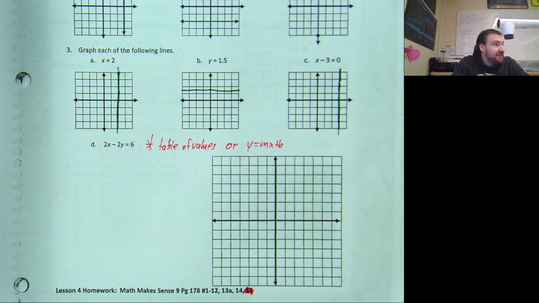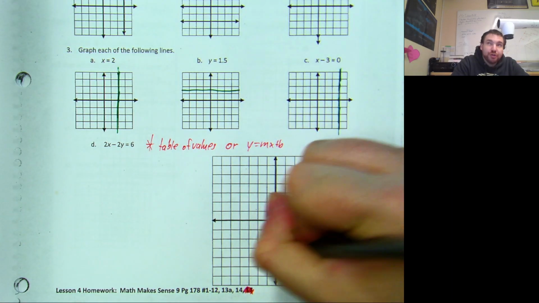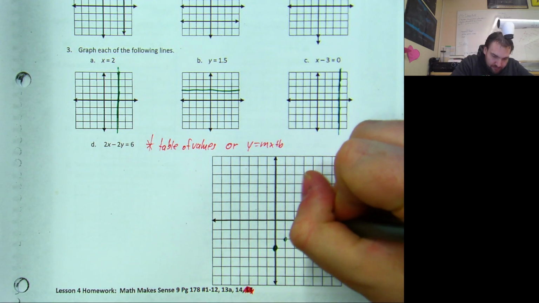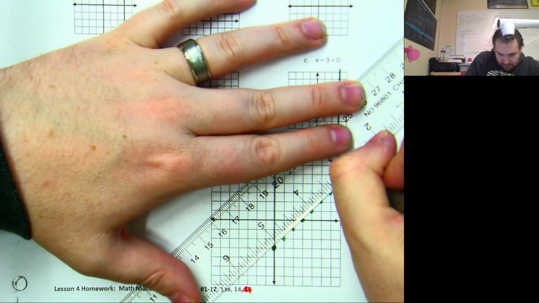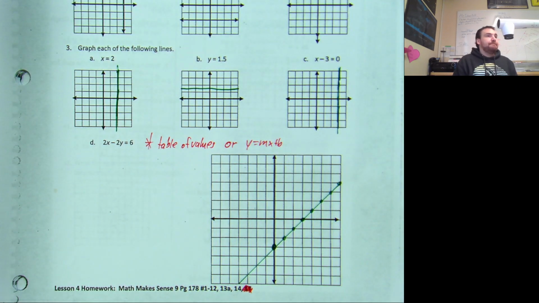So what does this line look like? Those of you who did Y equals mx plus b, where is the y-intercept? Is that negative 3? So there should be a dot right there. And then what is the slope? It's 1 over 1. Okay, so it's going to look like this. And I can connect these dots. Yes? So that's my line? Yes?